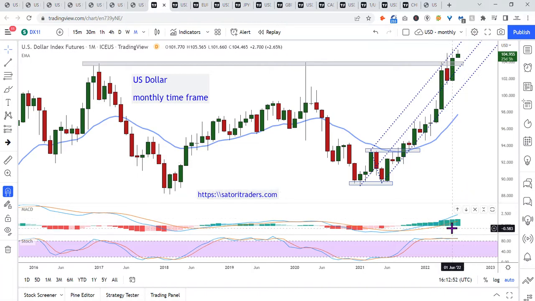MACD is in bull mode, stochastics very elevated. This is a 20-period exponential moving average. No reason for picking that particular length of a moving average, but that's what we're going to see on all of the charts. Note that price, or the dollar, is well above that moving average. So that's where we're at in the dollar.